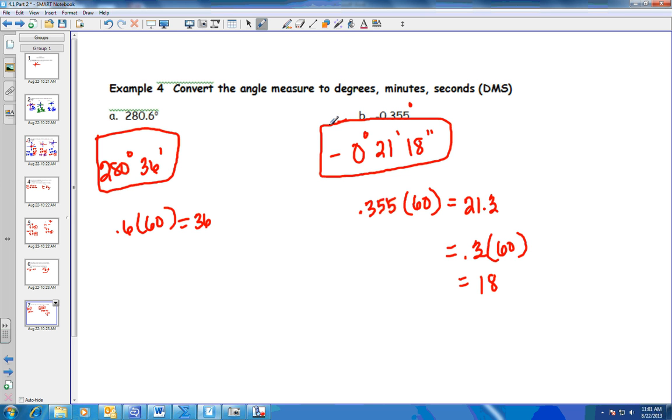Okay, so multiply by 60. On the previous one, we didn't have any decimal part, so I knew that was my answer. If you multiply and have a decimal part again, you use the whole number for your minutes, take that decimal part, multiply by 60, and that's going to be your seconds. Okay, you're going to have a worksheet that you're going to do over section 4.1, part 2.